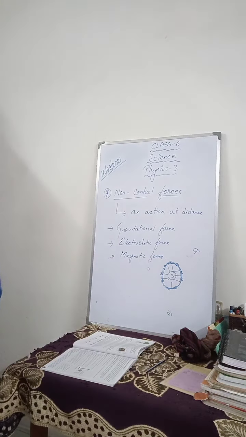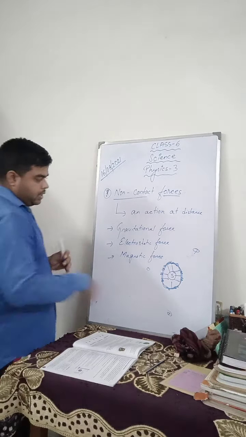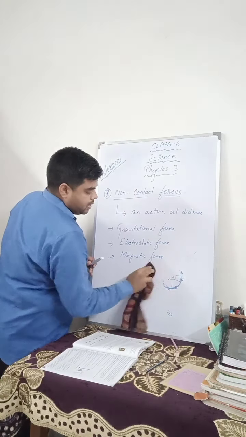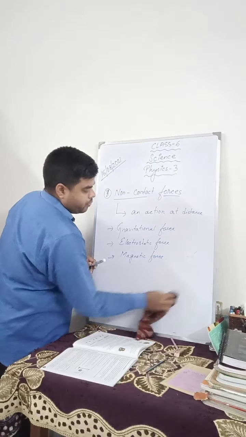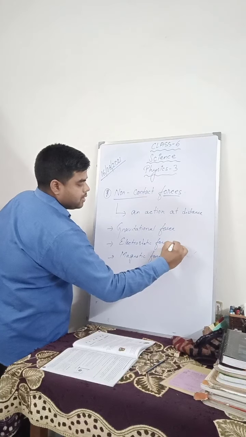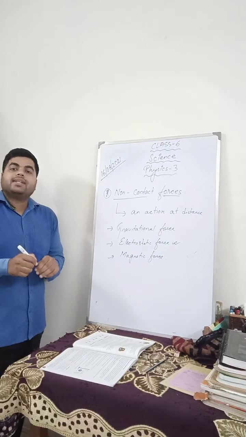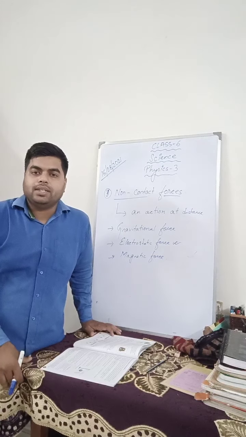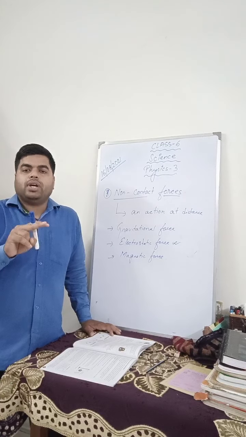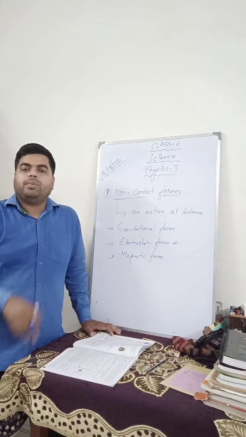Okay. Next we will discuss the second one, that is electrostatic force. It is the force that acts on an object when it gets electrically charged. Now this charge can be of two types: one can be proton and the other can be electron.